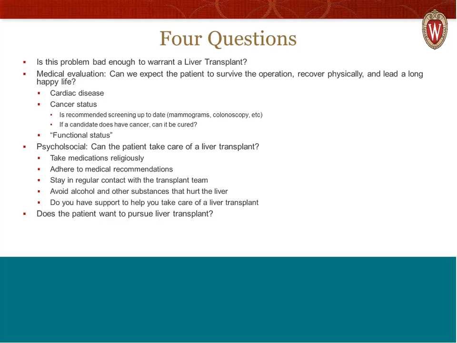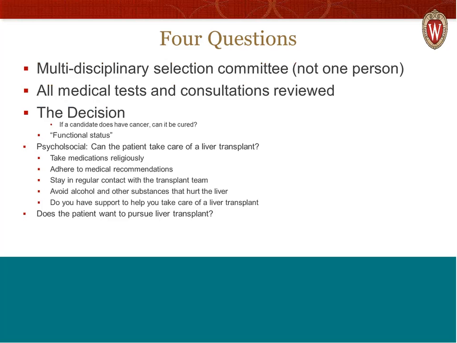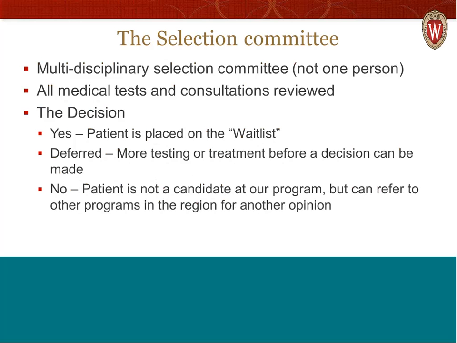At the end of the day, though, we're going to ask for your permission to do every step in the process after we feel like we've given you as much informed consent as we possibly can. Next. All right. So once that's all done, you go to the selection committee, which is a multidisciplinary committee, i.e. not one person. So no one person makes any decisions in regards to transplant selection. And all the stuff we've talked about is reviewed, all the testing, all the consultations and whatnot. And then we make a decision and we say yes. We say yes, we place you on the wait list.